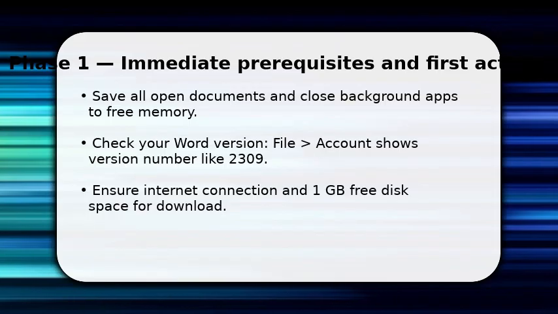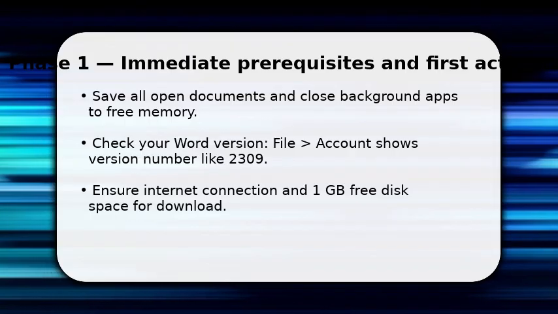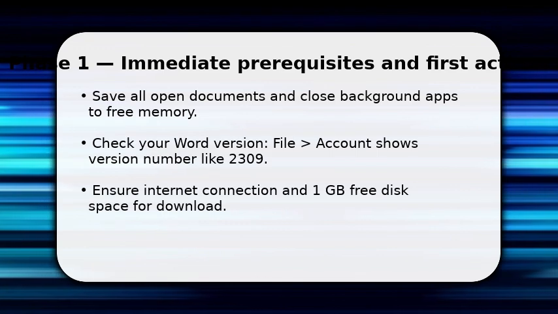Make sure you have a stable internet connection and at least 1 GB free on your drive because the update package downloads and extracts before installing. Start the process now by clicking Update Options, then Update Now. This forces Word to check and retrieve the latest build.